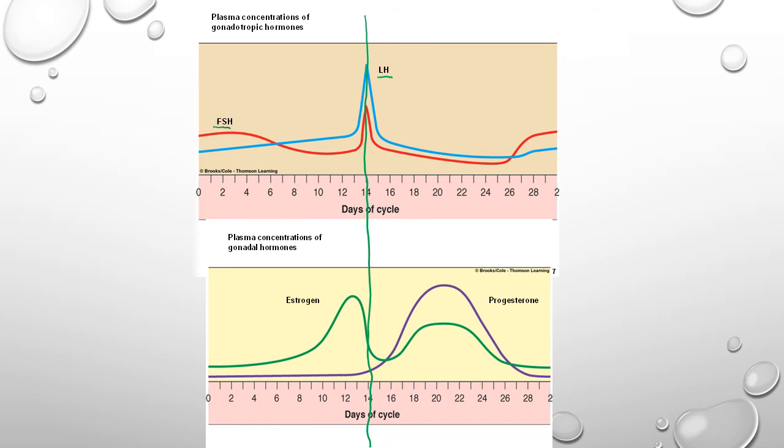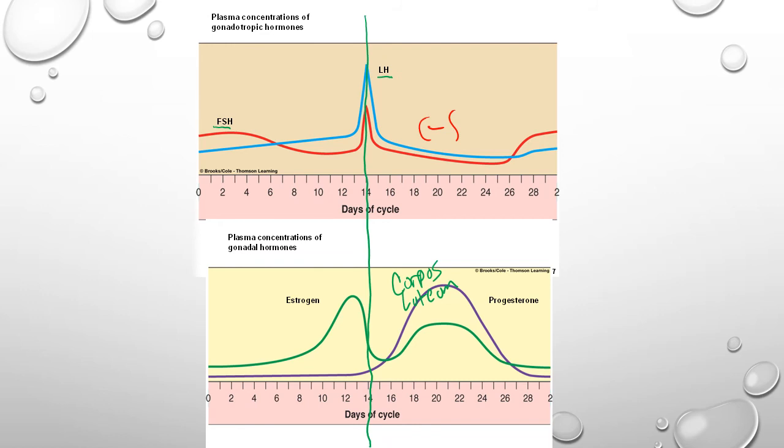This is going to lead to that ovulation, and then over the course of the next couple of days, we're going to have the corpus luteum producing those increased levels of estrogen and progesterone. That's going to be inhibiting luteinizing hormone and FSH, and that's going to keep those suppressed.